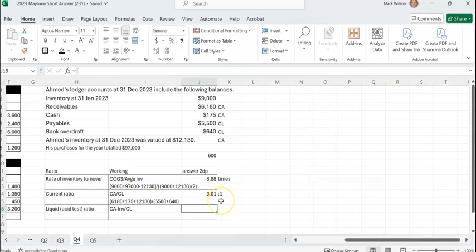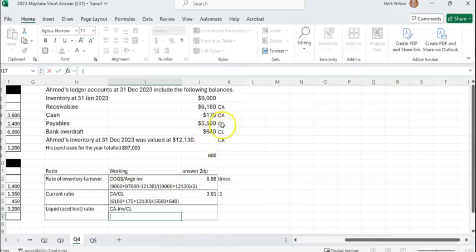The liquid one is our current assets, but not including inventory. So in this one, it's actually easier than you think. So we've got our receivables, 6180, plus our cash. So it just doesn't include that closing inventory, divided by your current liabilities. And don't forget brackets. If you haven't got brackets on your calculator, just press equals.